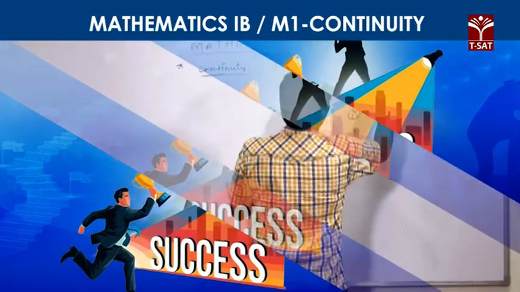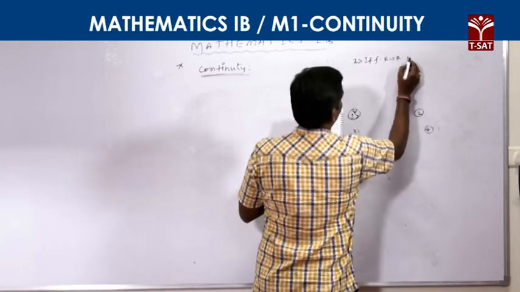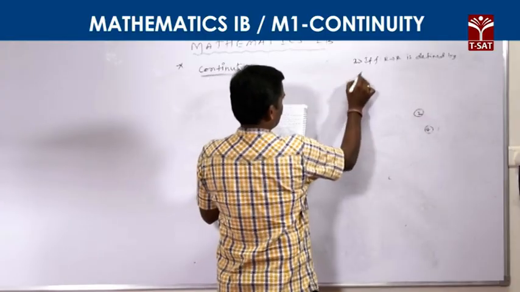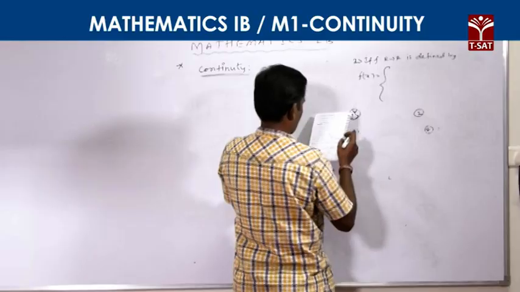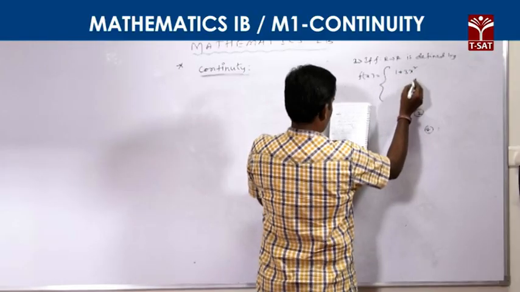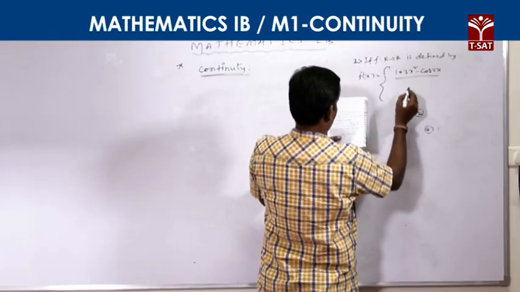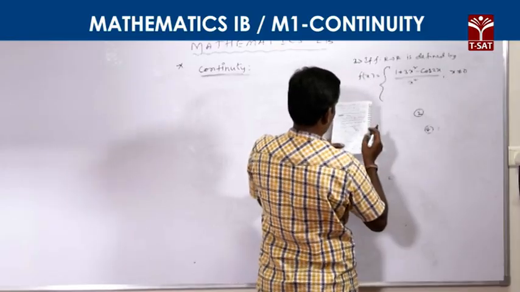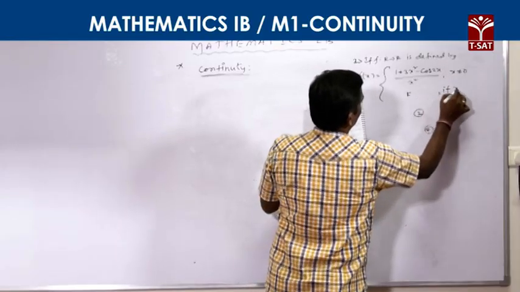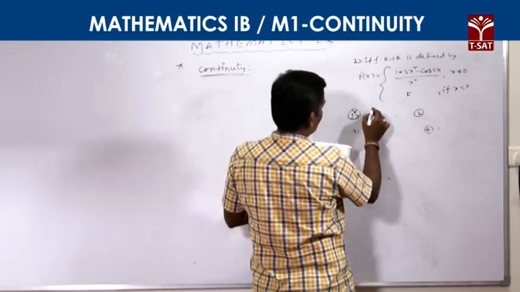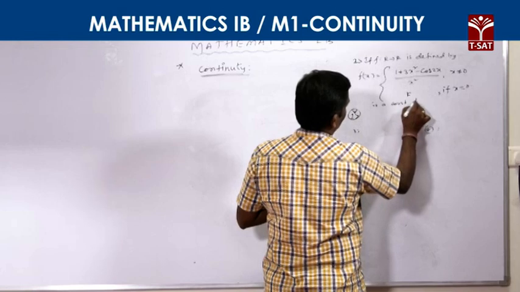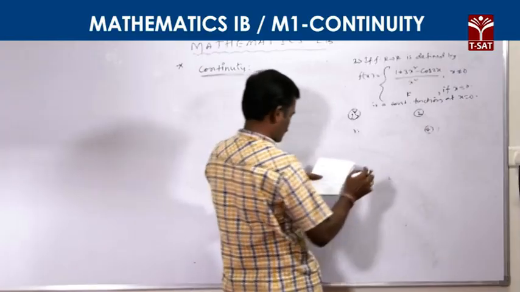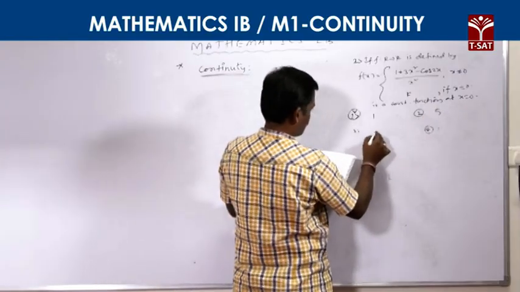If f maps R to R is defined by f of x equals 1 plus 3x square minus cos 2x by x square, x is not equal to 0, and k if x equals 0. So it is a continuous function at x equals 0. Options: 1, 5, 6, 0.